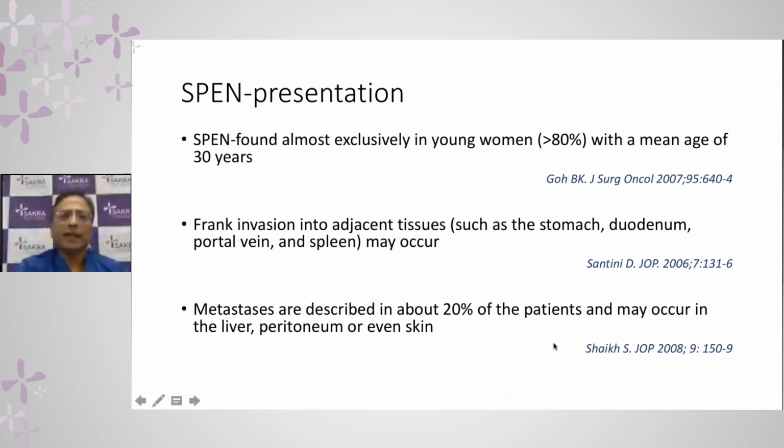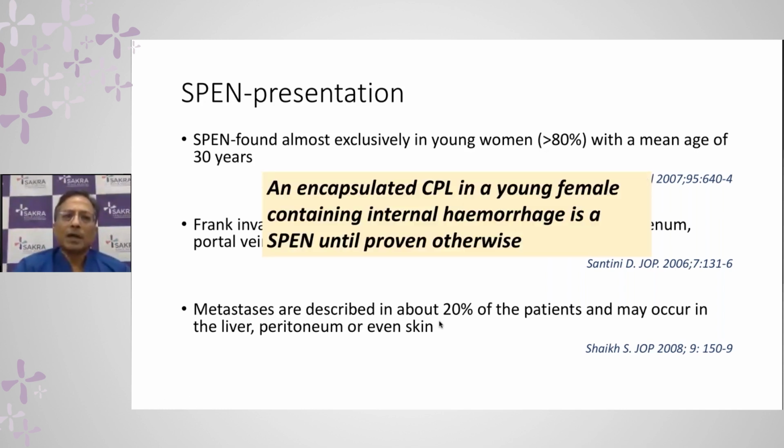So generally it happens in young women, mean age of around 30 years. Generally, though, they don't invade into adjacent structures, but it may occur. Rarely metastasis may be present, but it is not very common. A classic case is a well-encapsulated tumor in a young female. You should make a diagnosis of SPEN until proven otherwise.